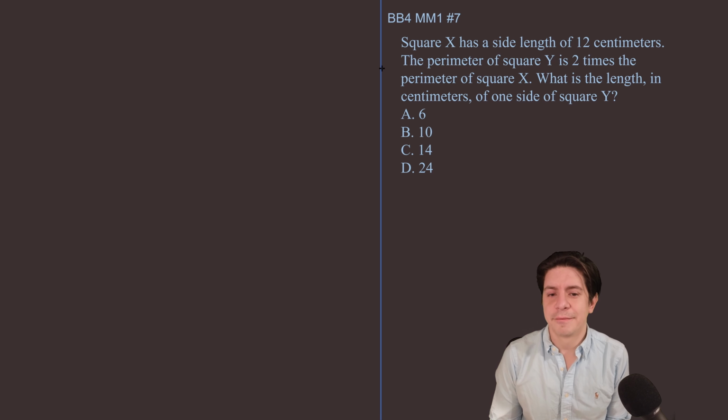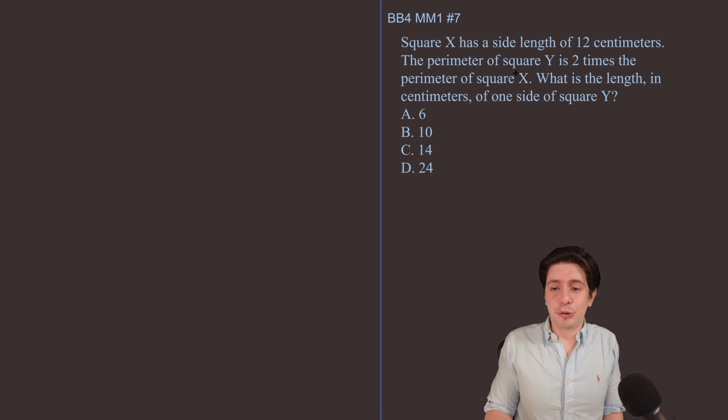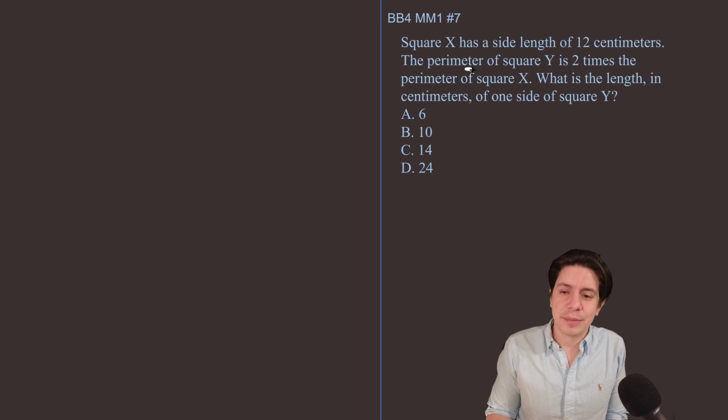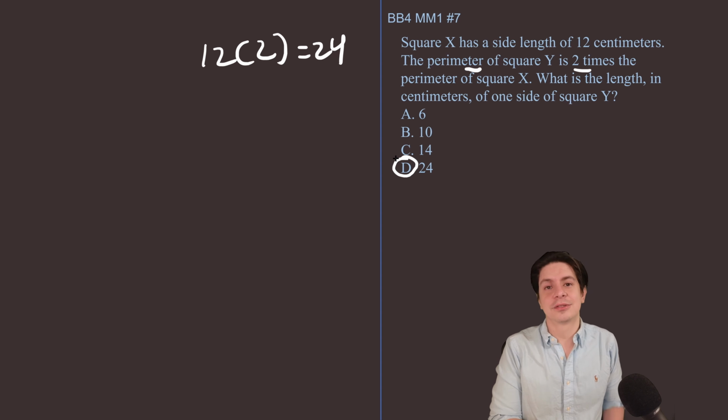All right, here's one of my favorite concepts. Square x has a side length of 12 centimeters. The perimeter of square y is 2 times the perimeter of square x. What is the length in centimeters of one side of square y? So because the perimeter is 2 times, then each side length is 2 times. So we just do 12 times 2, and that's going to be exactly 24. Again, mental math, you don't need to write it. I'm writing it just to show you.